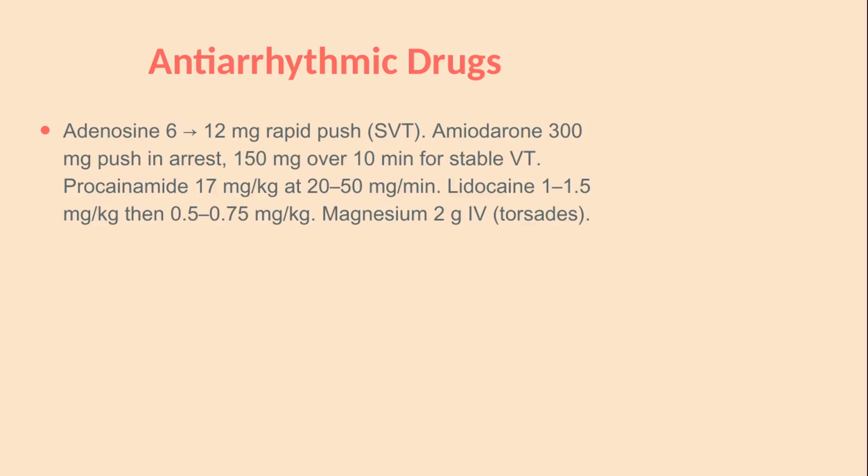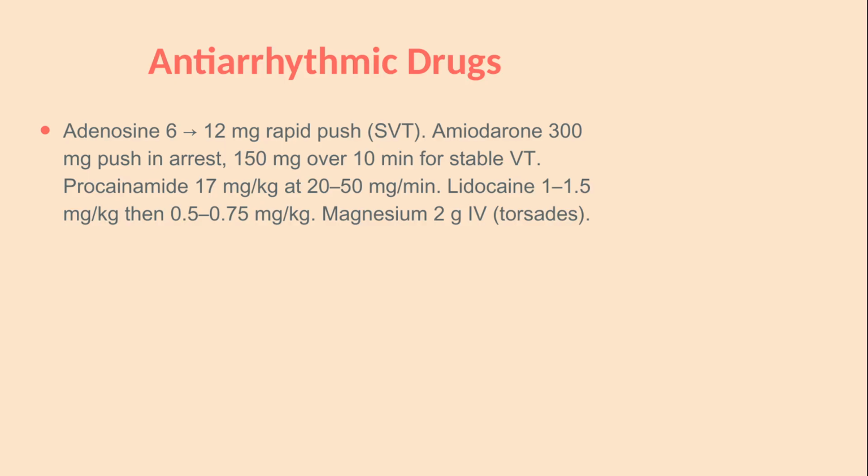Let's put the antiarrhythmic toolbox in one place. This is the slide to know before a night shift. Adenosine 6 mg by rapid push with a flush, then 12 mg for regular narrow complex tachycardia, never for irregular wide rhythms. Amiodarone 150 mg IV over 10 minutes for stable ventricular tachycardia. 300 milligrams push in shockable arrest with 150 as the repeat, followed by an infusion.